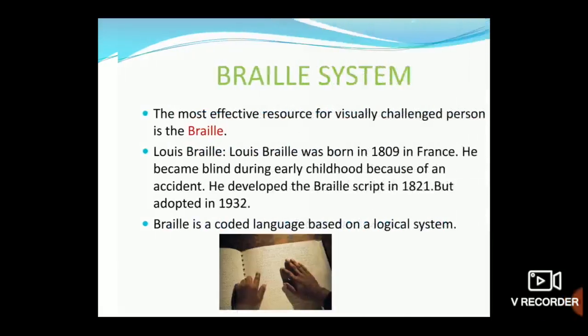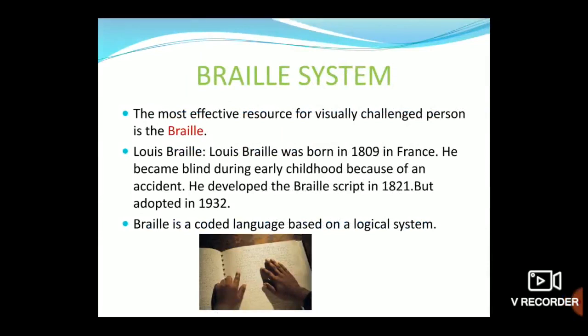Next, moving to the topic Braille system. This system was invented by Louis Braille, and this is the most effective resource for visually challenged persons. Louis Braille himself was a visually challenged person and he was born in the year 1809 in France. He became blind during early childhood because of an accident, and he invented this system in the year 1821 but it was adopted in the year 1932.